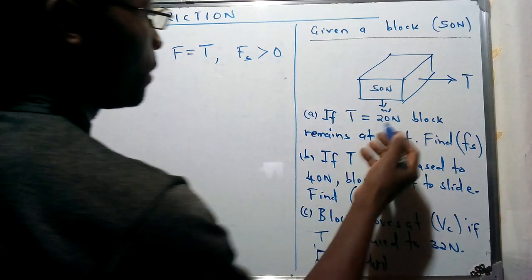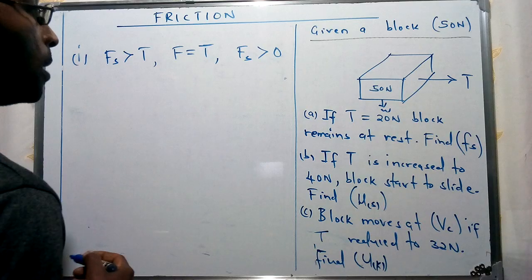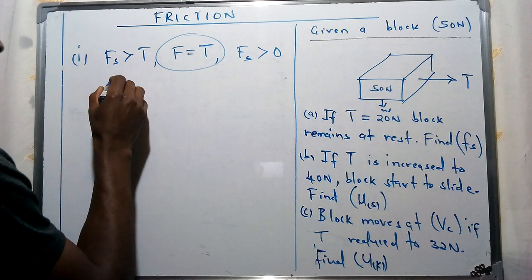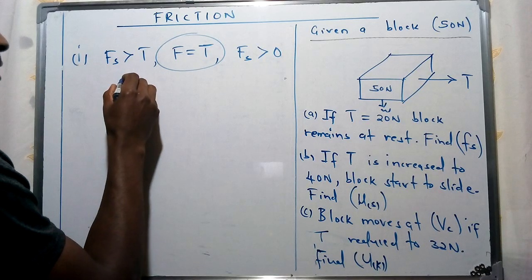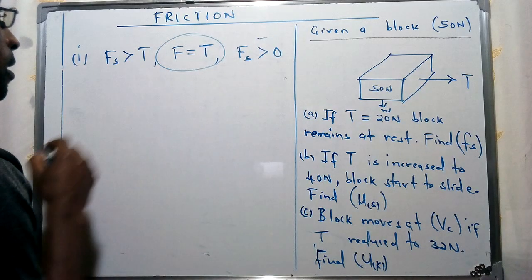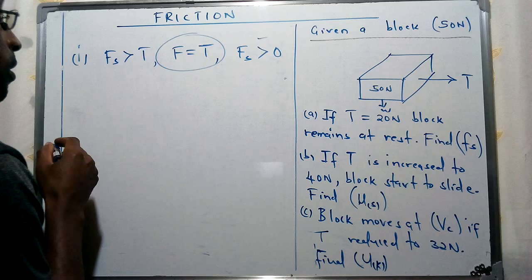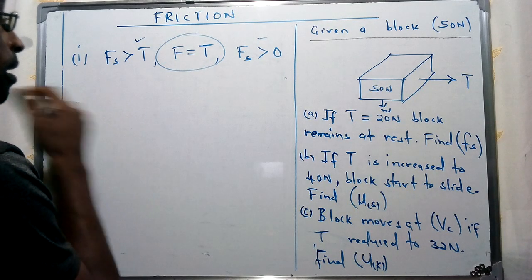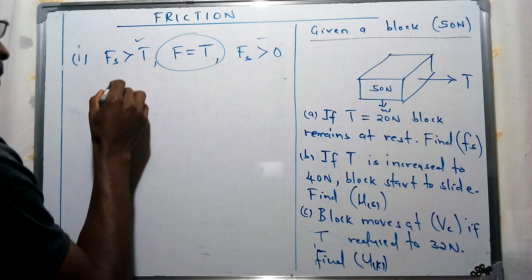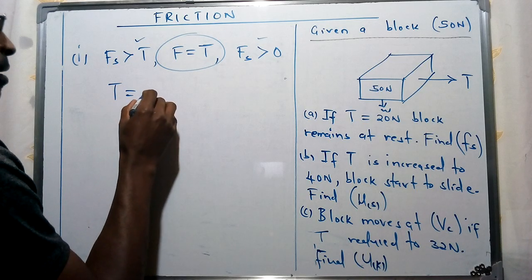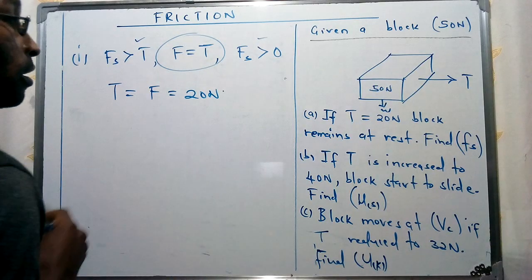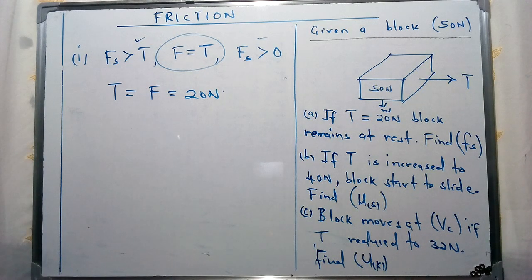So in this case, having been given this specific evaluation, we are going to have this second scenario whereby this force is going to be greater than 0, and this force is going to be greater than this. So we're going to consider this specific case whereby T is equivalent to the force applied, which is equivalent to the 20 newtons which we have been given.